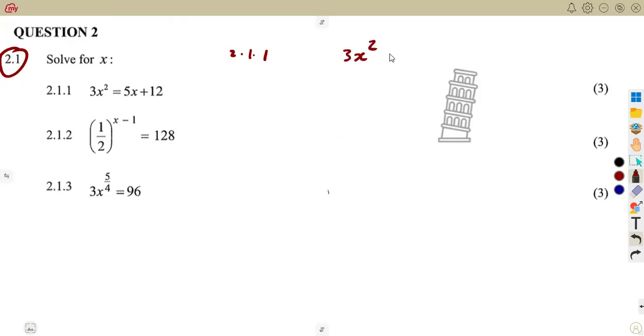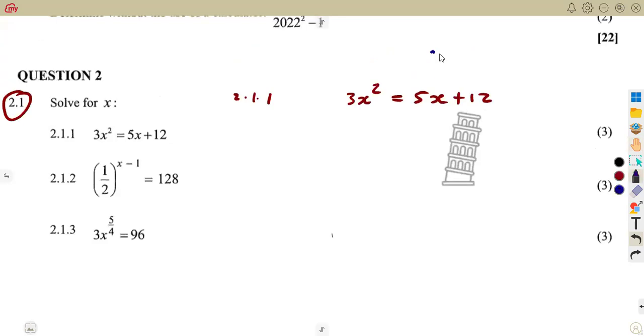3x squared is equal to 5x plus 12. Yes, you can use the quadratic formula; I'm not saying it's wrong. This is a quadratic equation, so remember the format of a quadratic equation: ax squared plus bx plus c is equal to 0. One side must be equal to 0. So let's take these numbers to the other side of the equation.